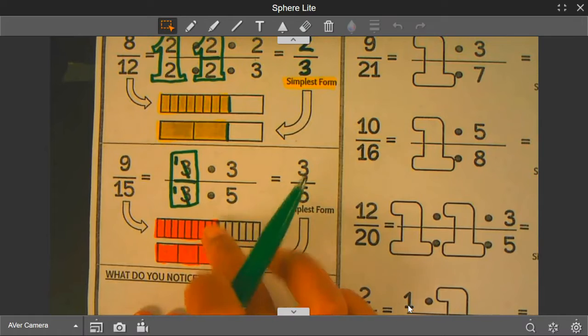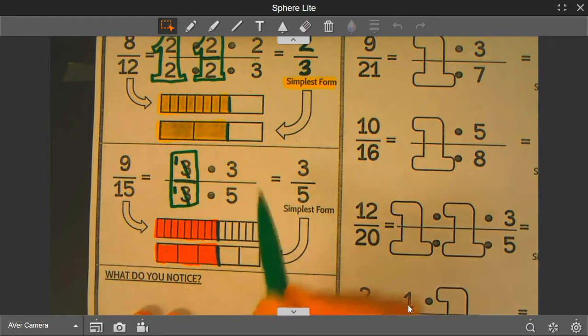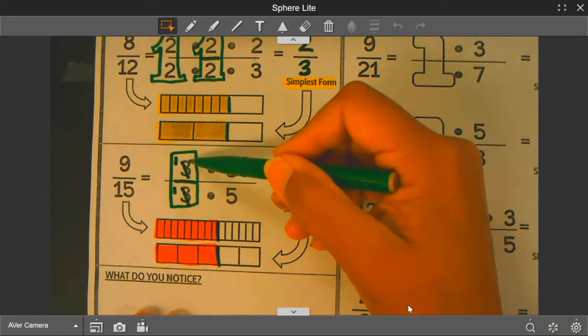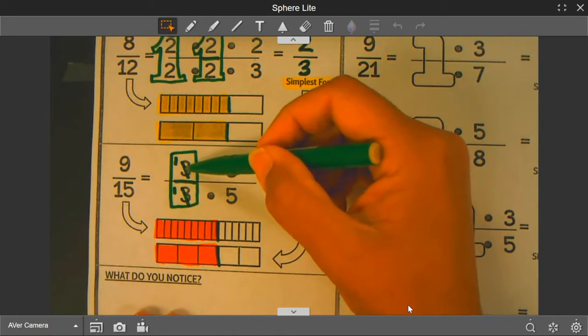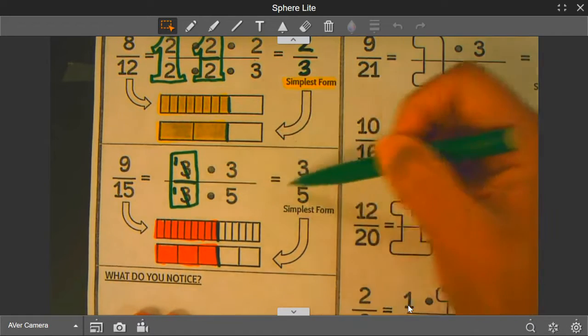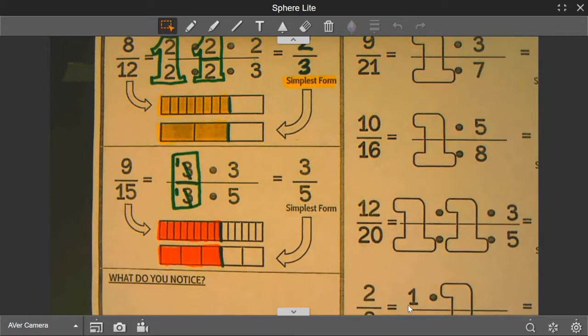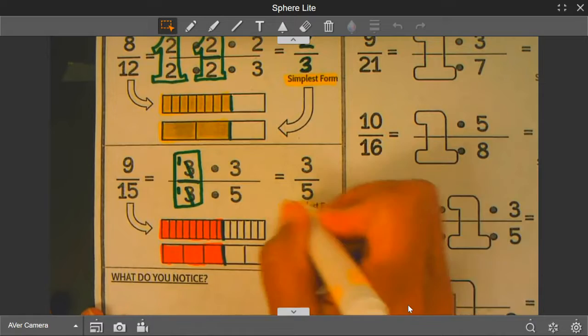So in our diagram, we can see, oh, I can break it up into fewer pieces. And if I shade in 3, that's the same amount as if 9 were shaded out of 15. Well, mathematically, we can use our factors to find giant 1s to simplify the fraction. So 3/5 is our simplest form. Right there.